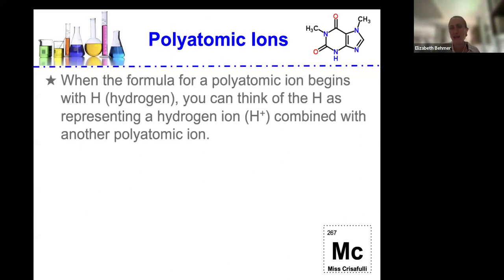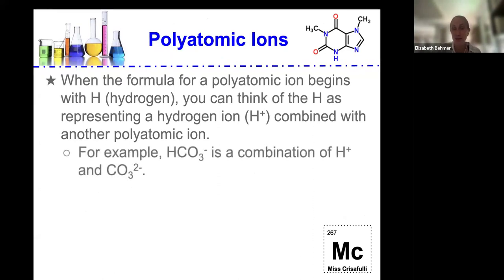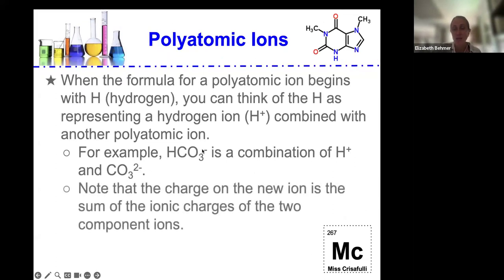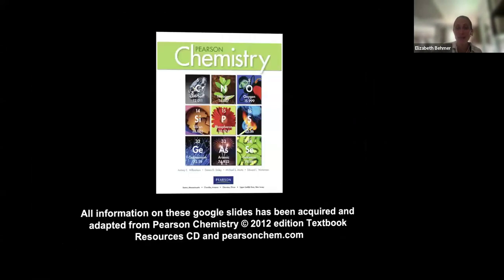When the formula for a polyatomic ion begins with a hydrogen, you can think of the hydrogen as representing a hydrogen ion, H+, combined with another polyatomic ion. So for example, HCO3- is a combination of H+ plus CO3 2-. So when you combine the H+ plus the 2- CO3, we get an overall charge of just 1-. Note that the charge on the new ion is the sum of the ionic charges of the 2 component ions. And that takes us through section 1.